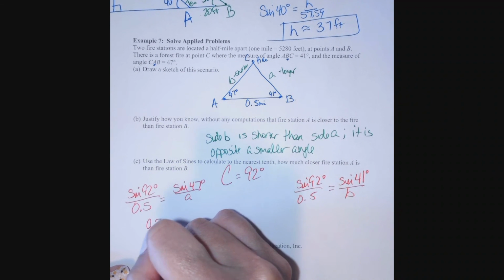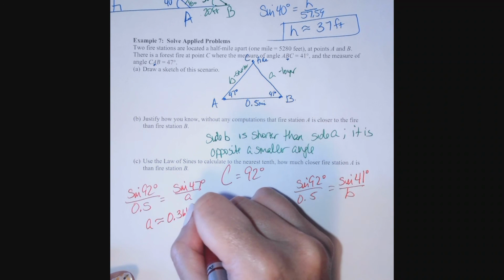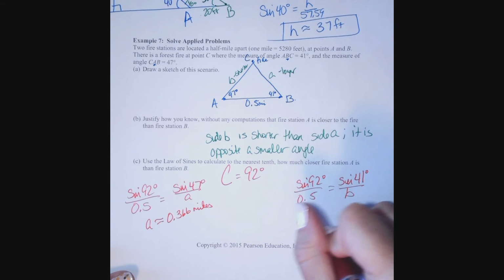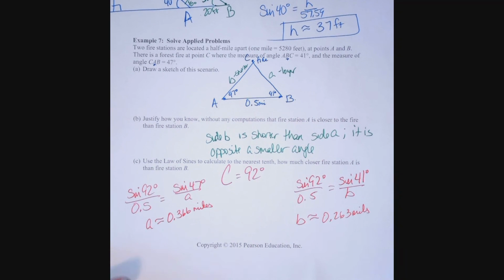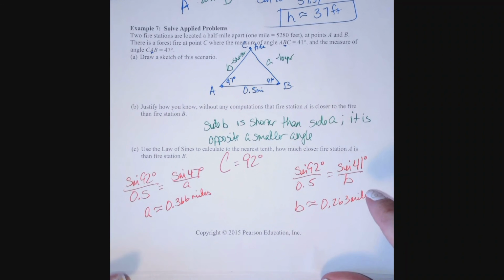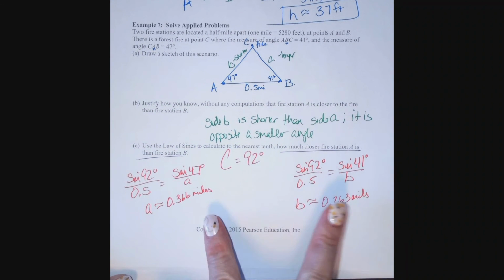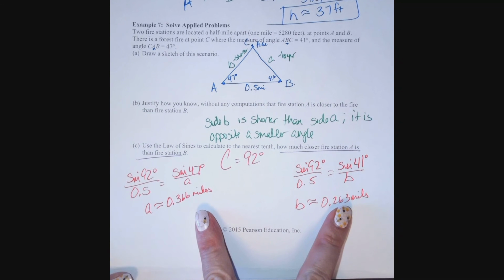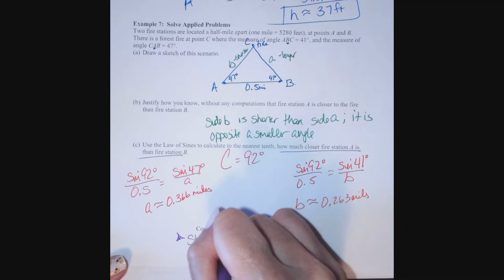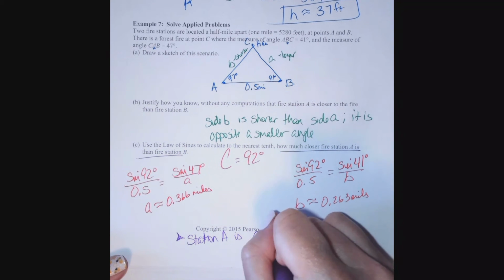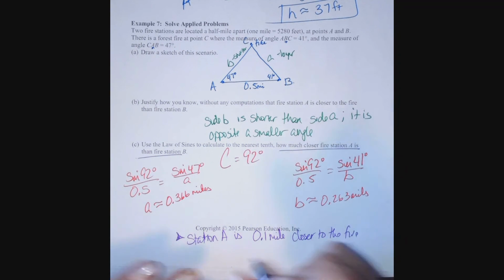If I plug that in, I see that fire station A is 0.366 miles away from the fire, and fire station B is about 0.263 miles away from the fire. The question is how much closer A is than B. So I need to compare these two. And I see that station A is 1/10 of a mile closer to the fire than station B.